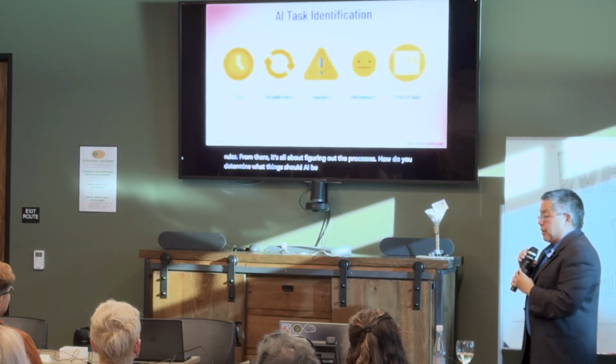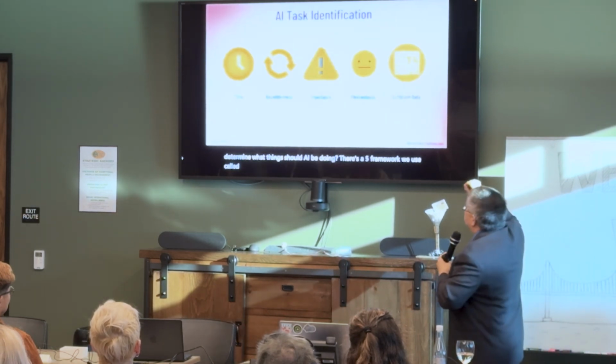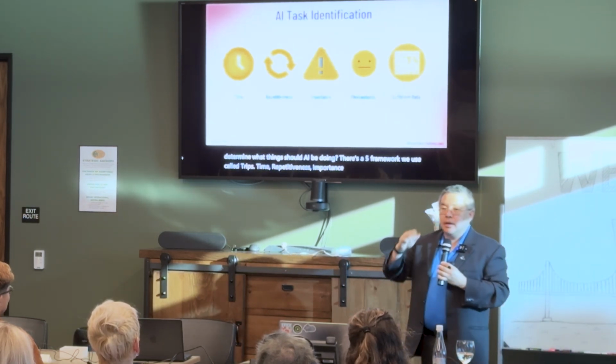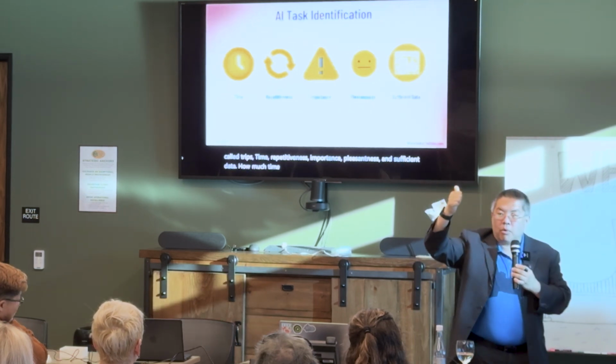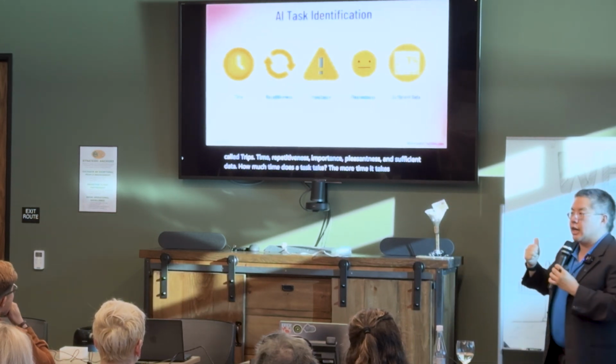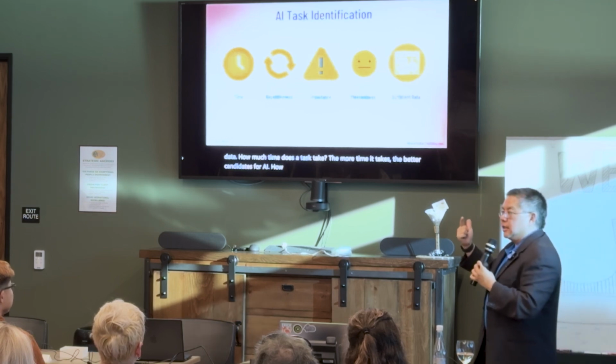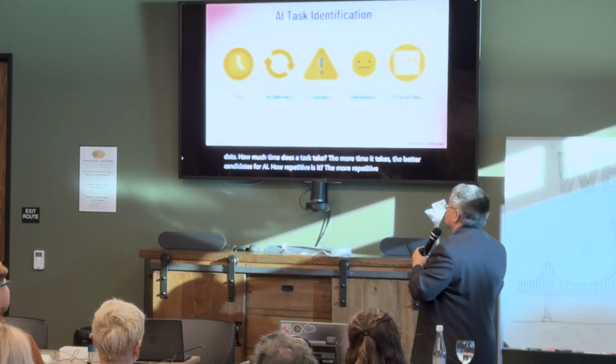There's a 5 framework we use called TRIPS: time, repetitiveness, importance, pleasantness, and sufficient data. How much time does a task take? The more time it takes, the better candidate is for AI. How repetitive is it? The more repetitive, the better candidate is for AI.